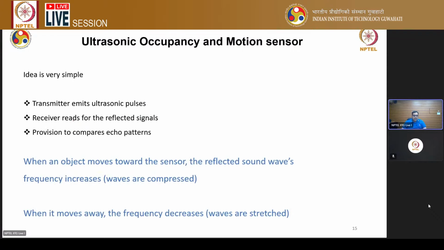The idea is very simple. You have a transmitter which emits certain pulses, in this case ultrasonic pulses, and a receiver reads the reflected signal, and there is provision to compare these patterns to obtain the actual frequency. When an object moves towards the sensor, the reflected sound wave's frequency increases, as the wave is compressed, that is, the wavelength decreases. Similarly, when it is moving away, the frequency decreases, or the wave is stretched.